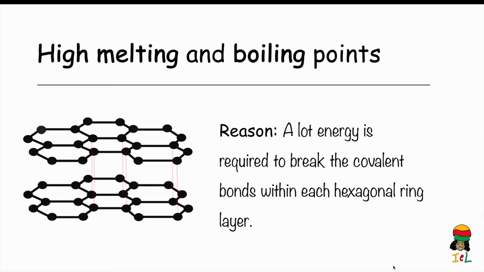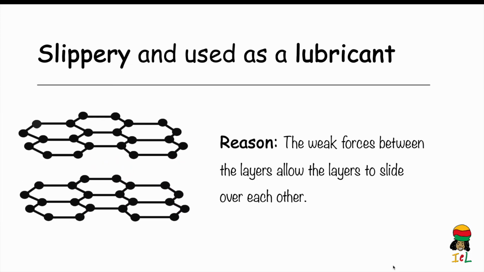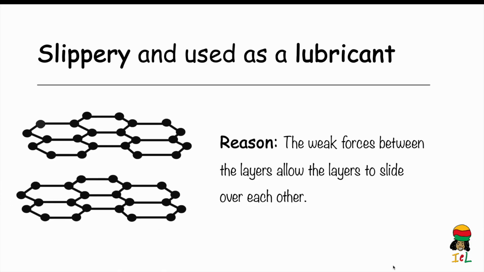Graphite has high melting and boiling points because it requires a lot of energy to break the many covalent bonds within the hexagonal ring layers to separate the carbon atoms. Graphite is soft and slippery and can be used as a lubricant because the weak forces of attraction between the layers allow the layers to slide over each other.